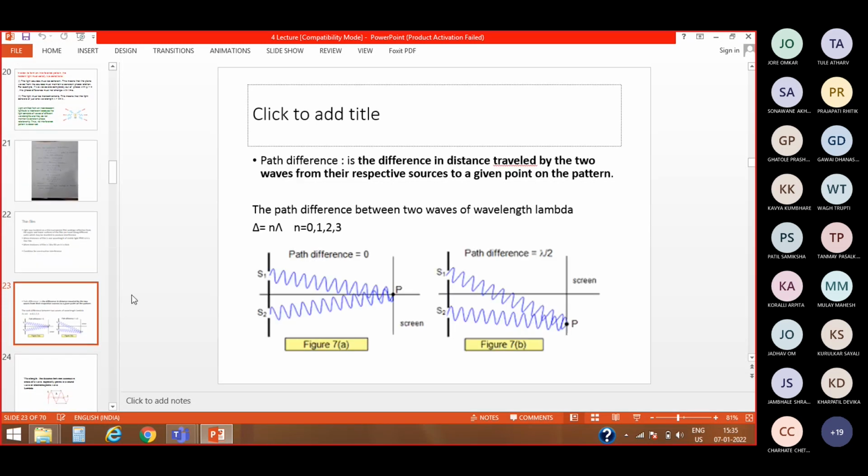Next point is the path difference. Path difference क्या होता है? It is the difference in distance traveled by two waves from their respective sources to a given point on the pattern. This is the source of light having waves, S1. This is another source, S2, having waves coming out of it, and when both the waves meet here, constructive interference happens, and we get light here, which has much higher intensity.